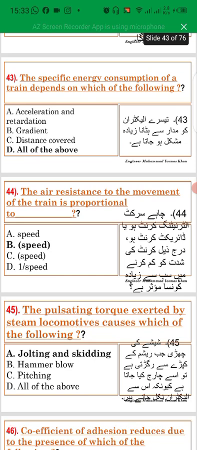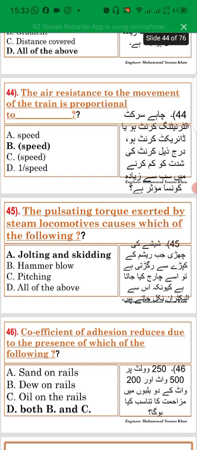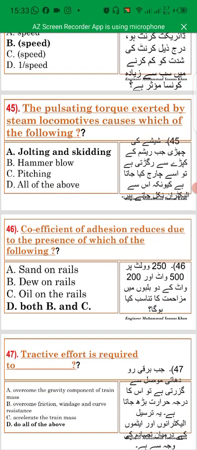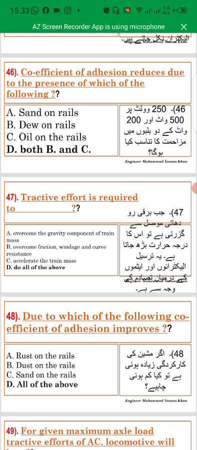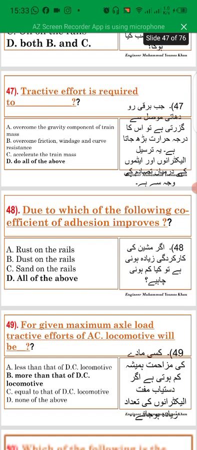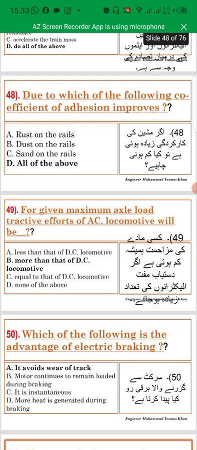The specific energy consumption of a train depends on which of the following: acceleration and retardation, gradient, distance covered. The air resistance to the movement of the train is proportional to speed. The pulsating torque exerted by steam locomotives causes which of the following: jolting and skidding. Coefficient of adhesion reduces due to the presence of which of the following: dew on rails, oil on the rails. Tractive effort is required to do all of the above: overcome the gravity component of train mass, overcome friction, windage and curve resistance, accelerate the train mass.